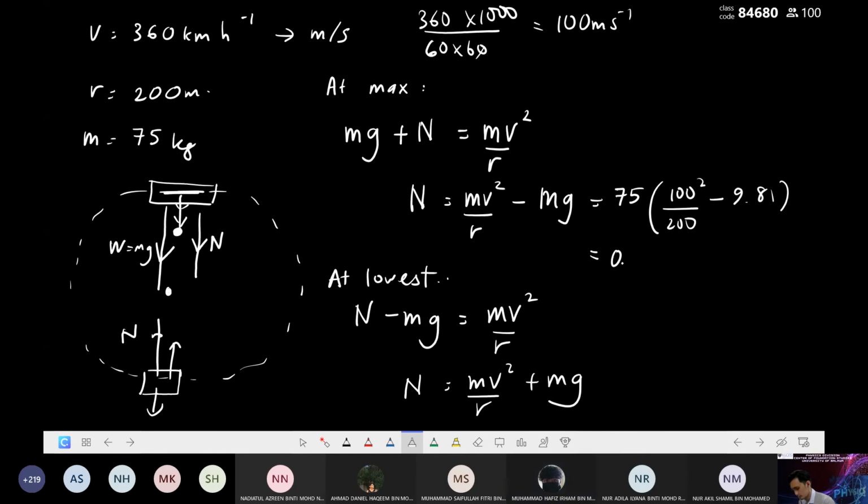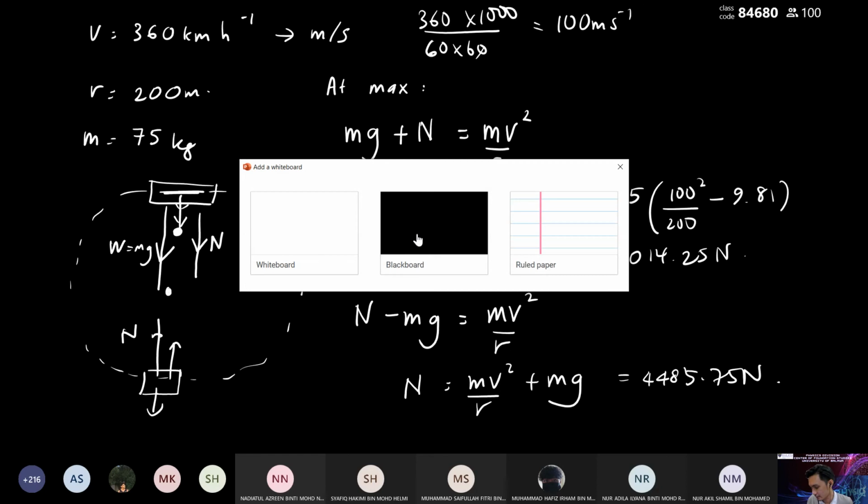3014.25. Sekejap. Kalau maksimum, okay, 3014.25 Newton. Okay, and then at the lowest, dia just tambah je lah kan. Tambah the mg, 4485.75 Newton.